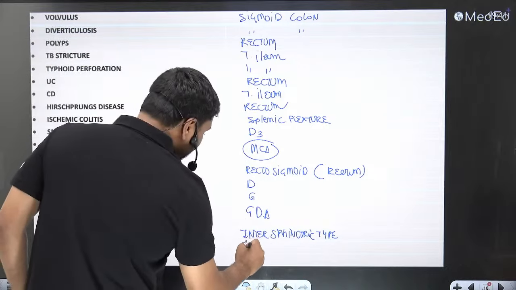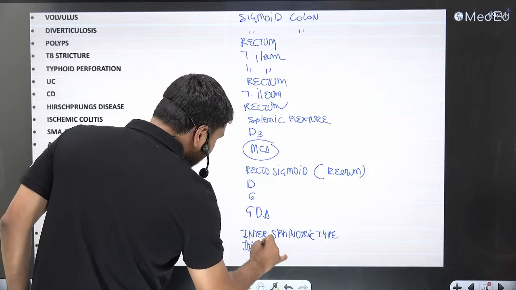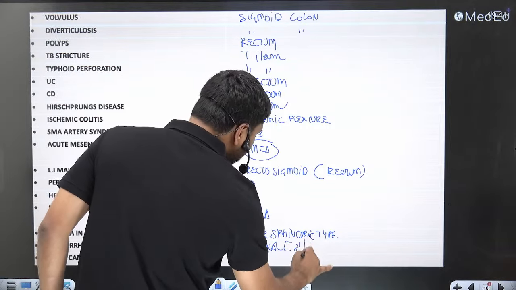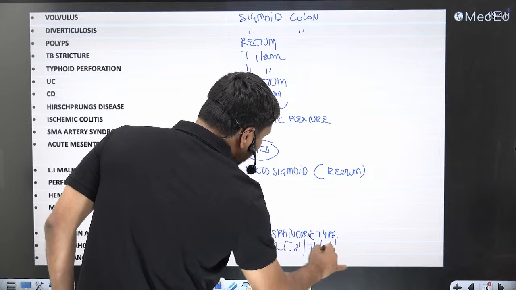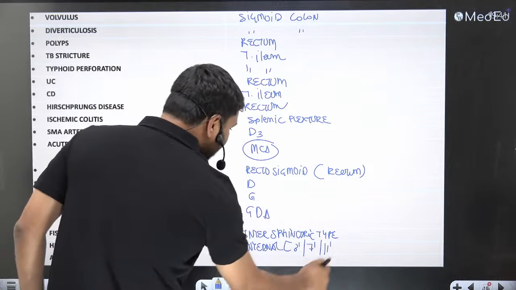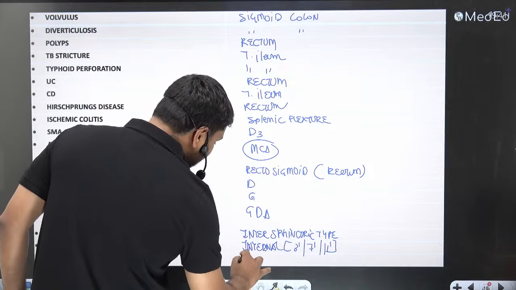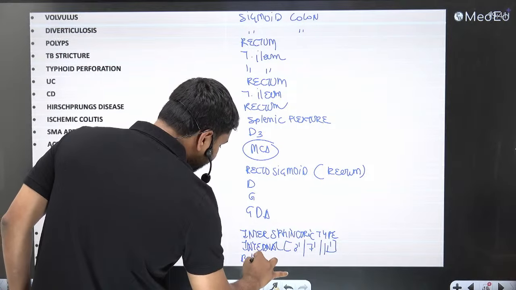Hemorrhoids, most common, it is your internal hemorrhoids. Internal hemorrhoids are more common and primary ones are most common at the 3, 7 and 11 o'clock position. Anal cancer is seen below the dentate line.